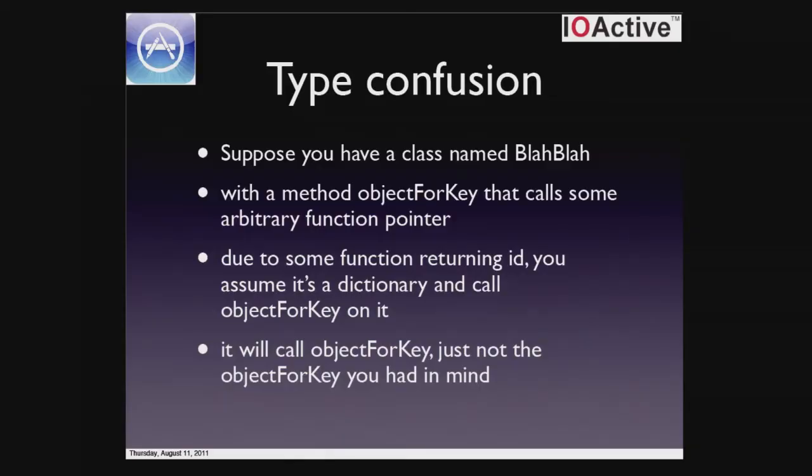So this is the idea: let's say you have a class which you call blah blah, and it has a method called objectForKey, and then something returns an id, and you think it's a dictionary. You call objectForKey on it, but it's really your blah blah class, and now you're calling the objectForKey method on your blah blah class. If the method doesn't exist, an exception gets thrown. So either way, either the app can crash, or you can have severe consequences depending on what the function that's implemented really does.